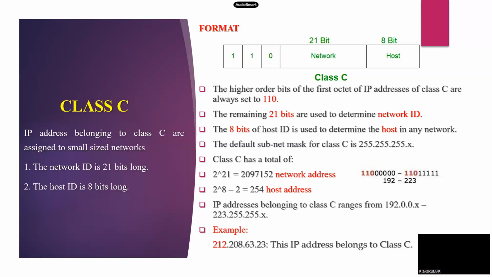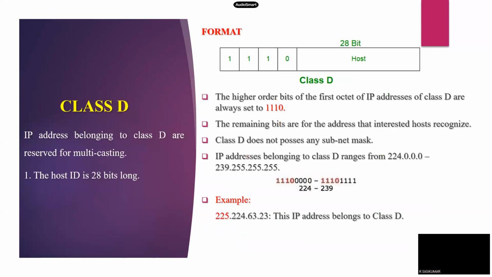So the IP addresses belonging to class C range: class B ended with 191, so class C obviously starts with 192 and ends with 223. The class A difference is 128, the class B difference is 64, so the class C difference is 32. This is an example: 212.208.63.23 is within the range 192 to 223, so this address belongs to class C. I hope you understand class C.